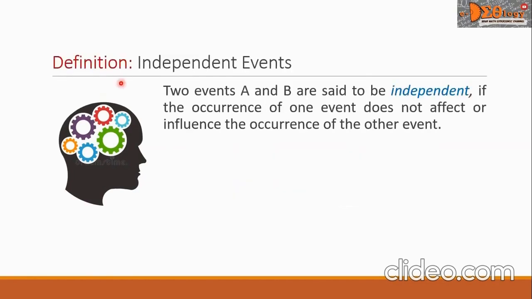Let us now define some terms. The first is independent events. Two events, A and B, are said to be independent if the occurrence of one event does not affect or influence the occurrence of the other event.